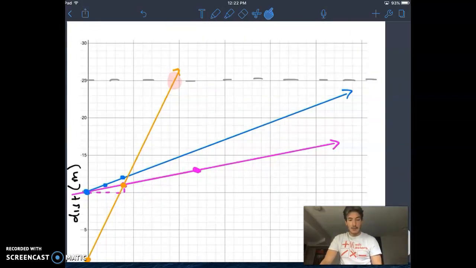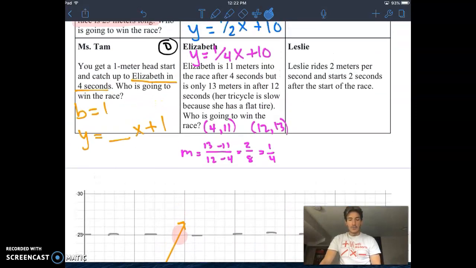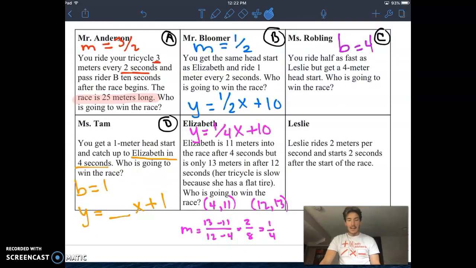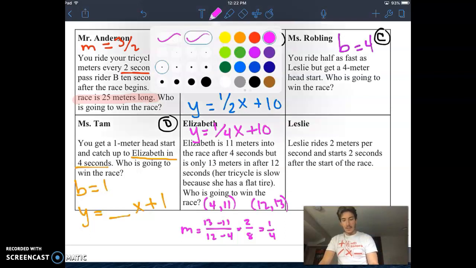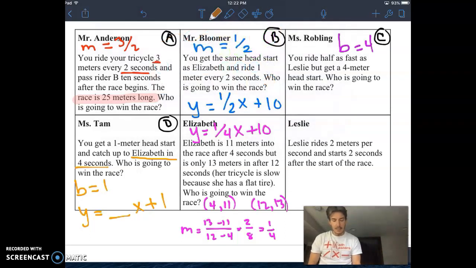Okay, let's keep on keeping on. We've got 3 lines graphed. I still don't know who's going to win because I don't have them all graphed. I can't see Miss Roebling, I can't see Mr. Anderson, and I can't see Leslie yet. So let's go ahead and do Leslie's line here.